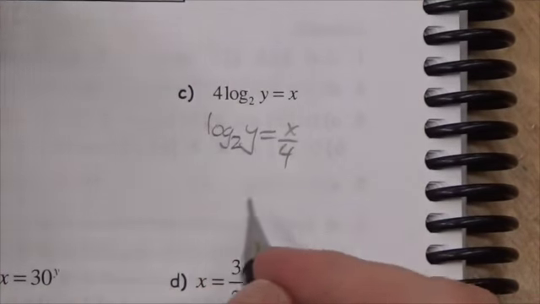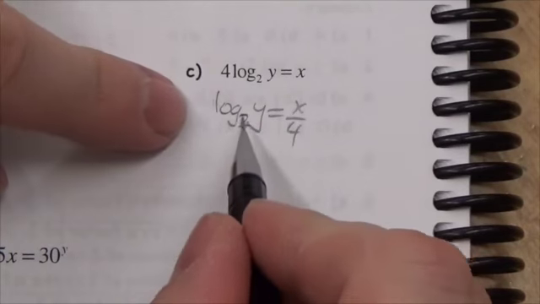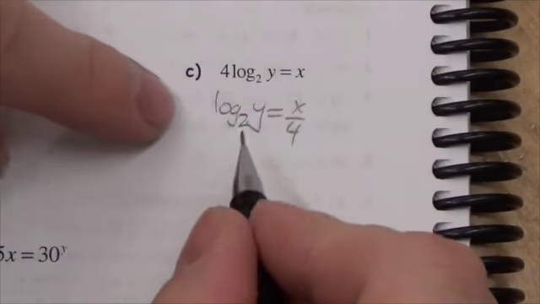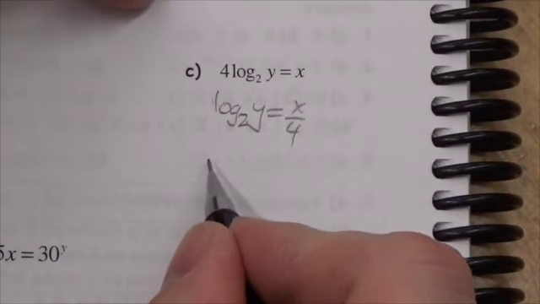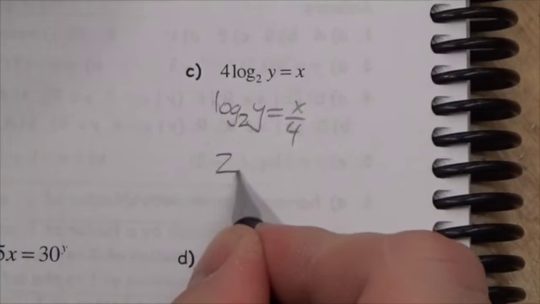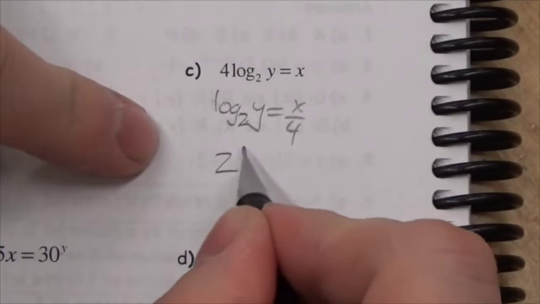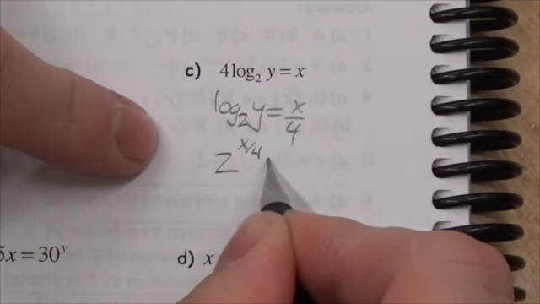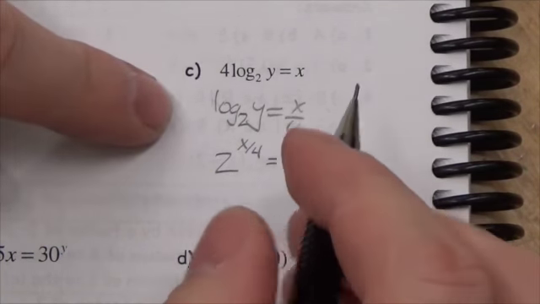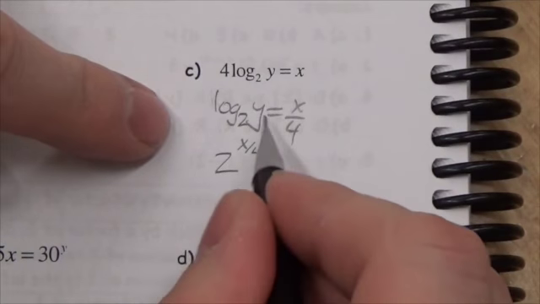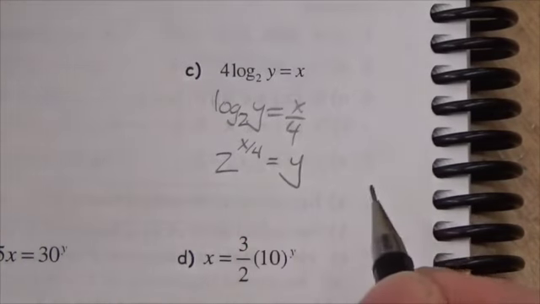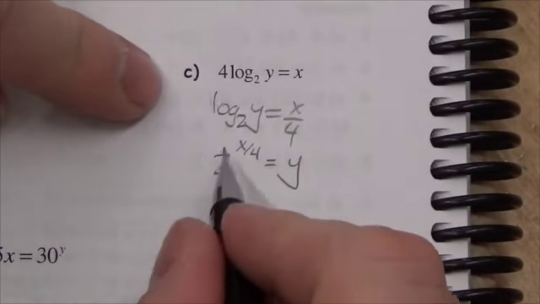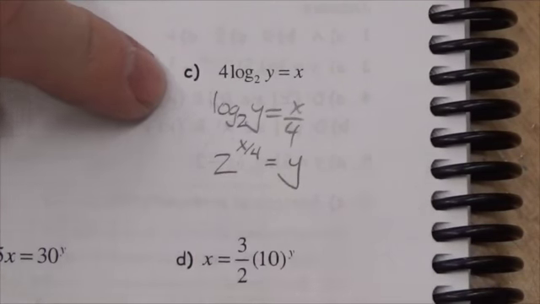Now it's in the logarithmic form that I need it to be in. The base of the logarithm will be the base of the exponential. A logarithm is the exponent, so we get 2 to the x over 4. And remember, the power here always equals what you're taking the log of. So there we go: 2 to the x over 4 is equal to y.